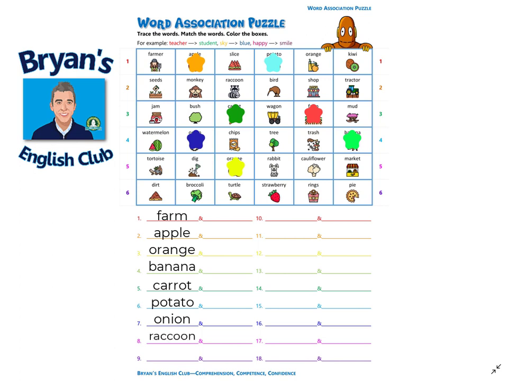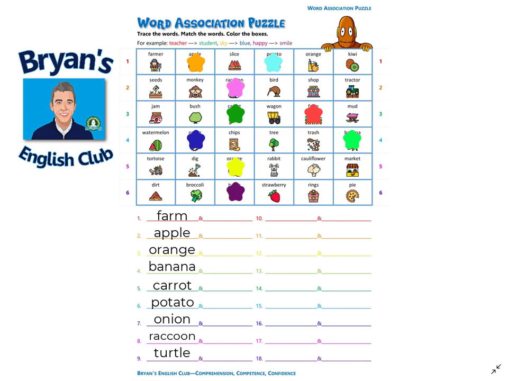Number eight, raccoon. R-A-C-C-O-O-N. Color the raccoon picture box pink. Number nine, turtle. T-U-R-T-L-E. Color the turtle picture box purple.